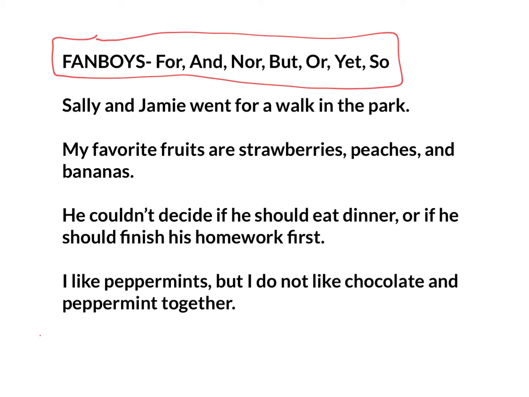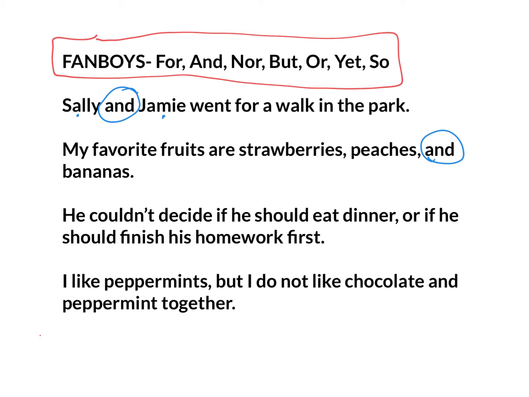So you have: Sally and Jamie went for a walk in the park. See, this fanboy, this conjunction, this Lego piece is telling me that Sally went with Jamie on a walk in the park. So we need that in the middle there to show that they both go together. My favorite fruits are strawberries, peaches, and bananas. So here we have a comma series. We have a list. And if you notice, here's our and, our conjunction to show, okay, these things, and wait, we got one more.